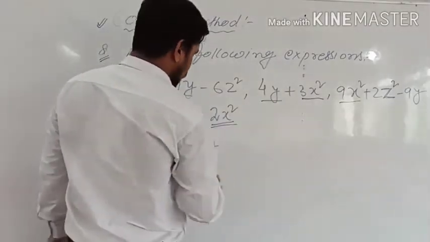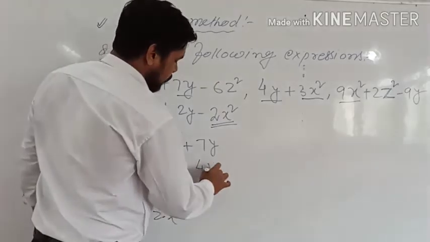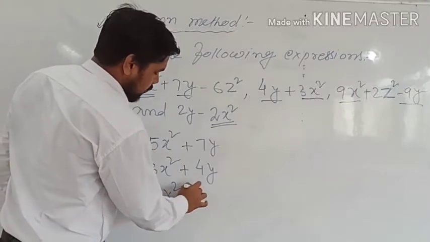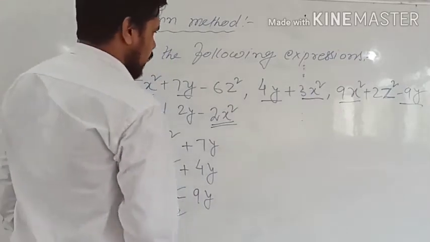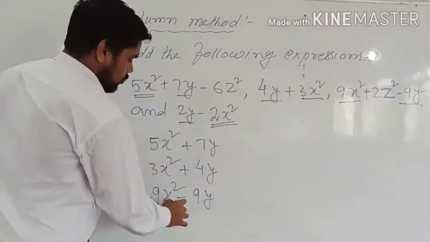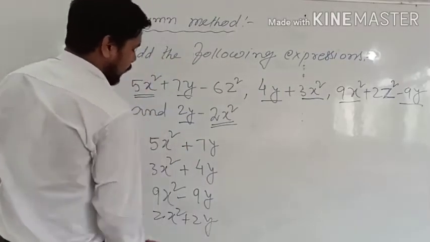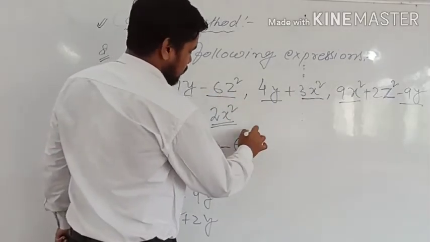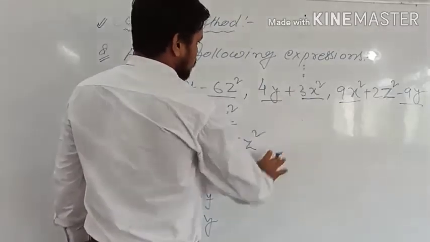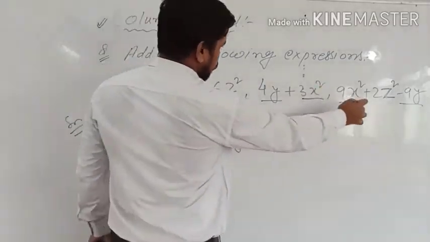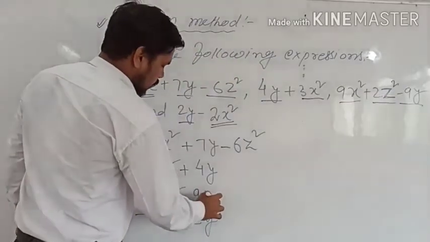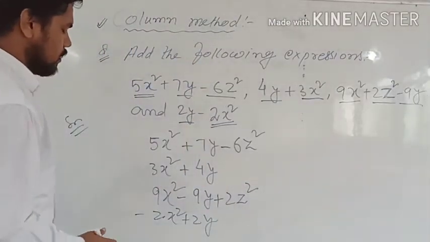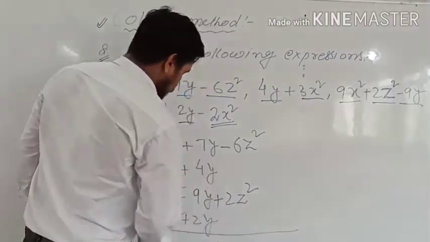So here 4y. So plus 4y. Then in this we have minus 9y. So we have to write here minus 9y. Okay, and then in this 2y, so plus 2y. Then next term which we have minus 6z square. So here minus 6z square. Okay, in this z is not there. Okay, in third we have 2z square. So here we have plus 2z square, and in this also we don't have any z. So now we will add all these terms.